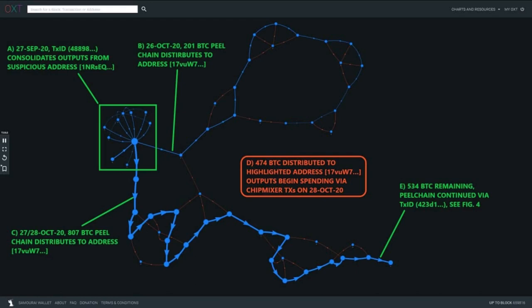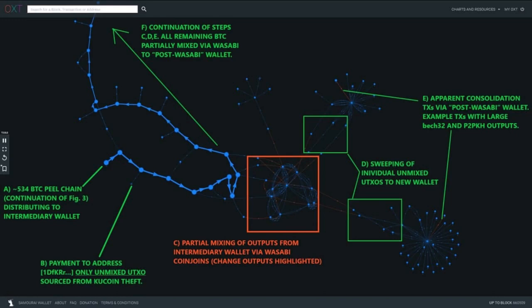That is the top part of the graph, and the bottom part is basically the same process, but instead of a 200 Bitcoin peel chain, it's an 807 Bitcoin peel chain, and each transaction spends to the same 17VU address again. When we get to the end of this transaction graph, we move over to the next figure, figure 4. To summarize entirely what's going on in this graph, we're seeing the same entity paying to the same destination over and over again.